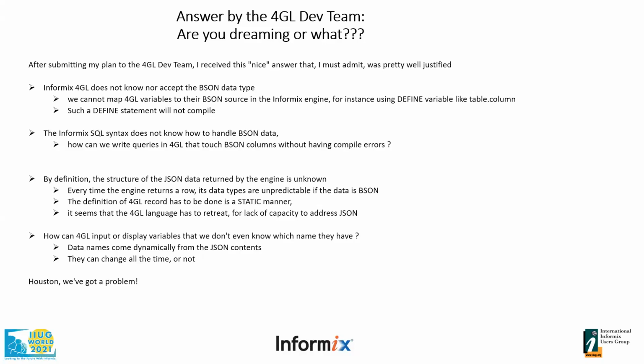Also, that's bringing data from the engine. Now, how can we handle this data? Remember, here we're talking about data that's more or less unpredictable to come. So as I just said, 4GL is very static. If the data is defined that way, it will have to remain that way. And on the opposite, JSON maybe never comes the same way. So yes, Houston, we've got a problem.